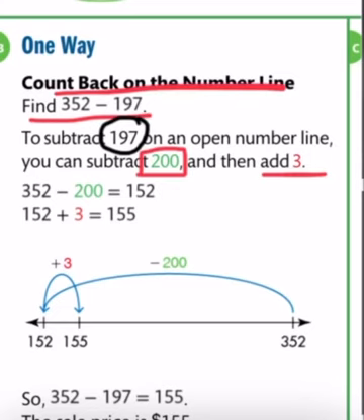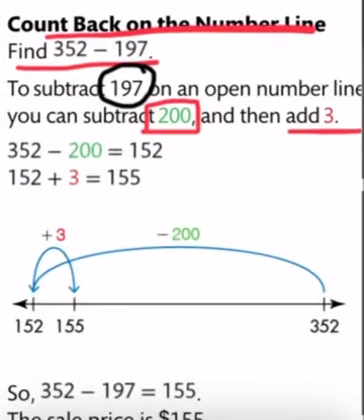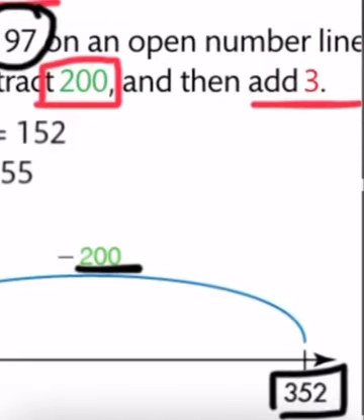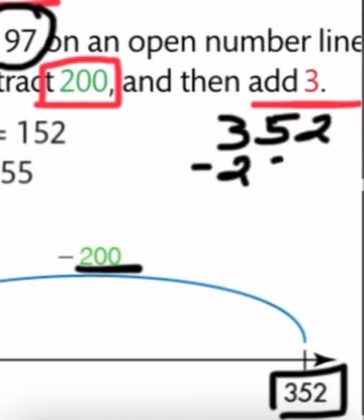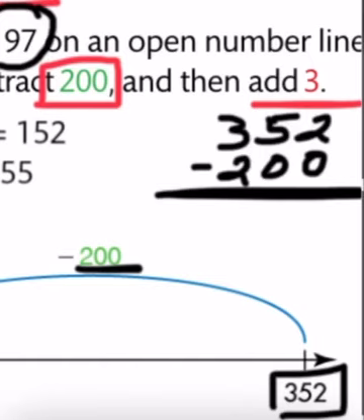So we've subtracted 197. First step, we have our number line, and we have 352. We start with 352 because that's our first number in our subtraction problem, our big number. So our big number goes at the end of our number line here, 352, and then we're subtracting 200. And if you can't do that in your head, we should always write it down. 352 minus 200. Big number goes on top.